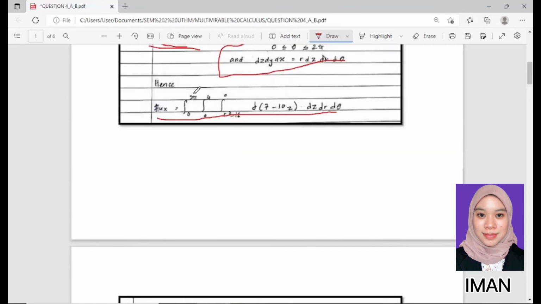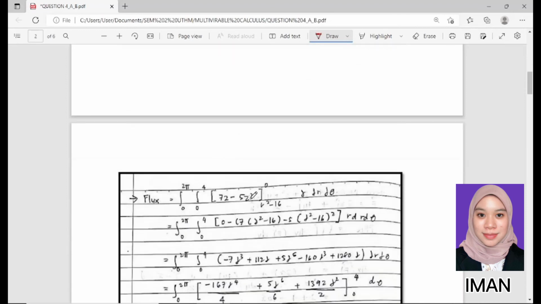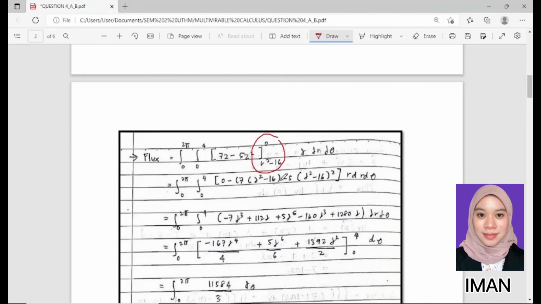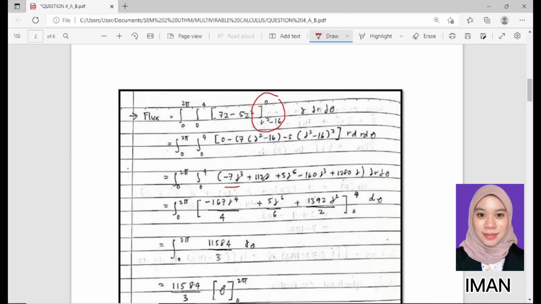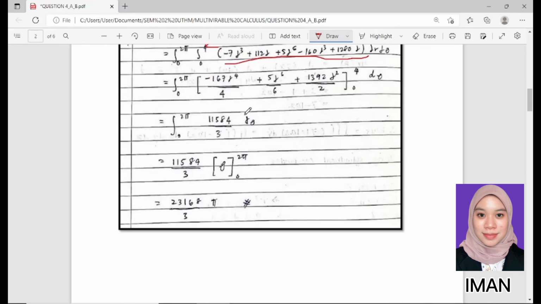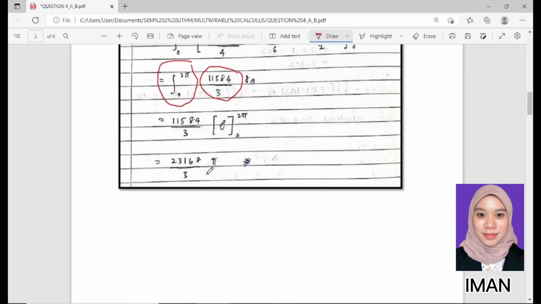First step, we must solve the innermost first. So like this, we must integrate from 0 to r squared minus 16. So after we solve this, the final answer we get is this. After this, we must solve the second one, and we integrate like this, and the final answer is here. And next we must solve the outer one, and the final answer we get this.